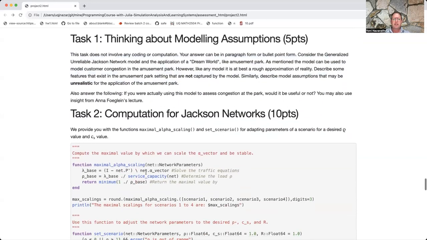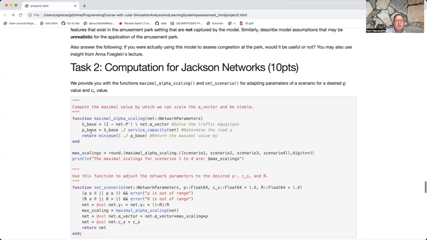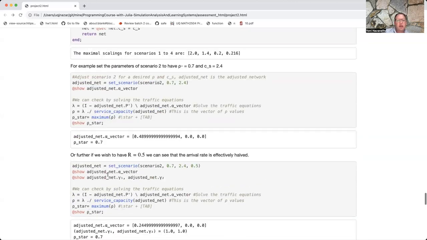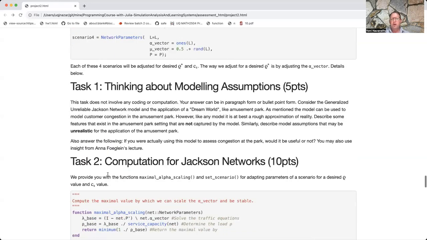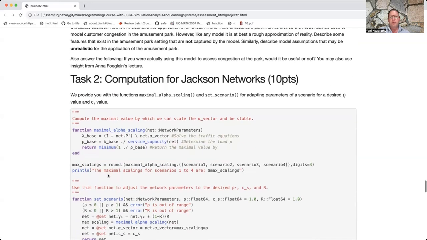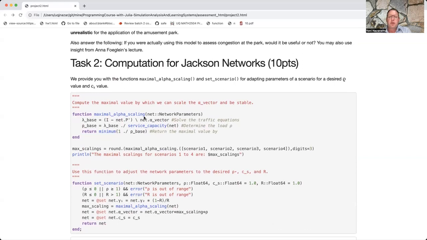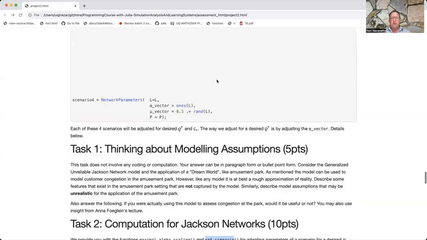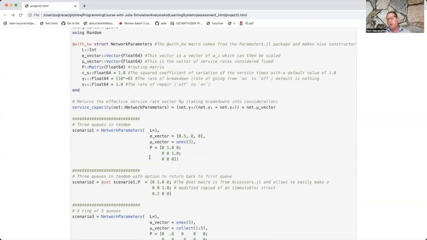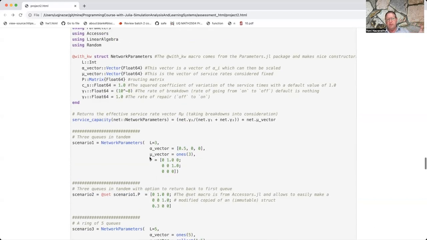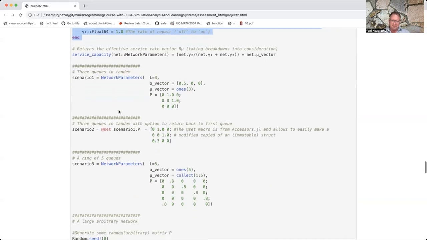Okay. Here's task 2. In this task 2, you see a lot of text and code here, but it's actually not hard either. All your work is in task 3, pretty much. Well, a good part of your work. So task 2, what are you supposed to do? We're giving you 2 functions, maximal alpha scaling and set scenario. What these functions do is they get one of these network scenarios, or another one if you'd like, but it's fine if you just work with these 4 scenarios. So you can copy paste this into your project.